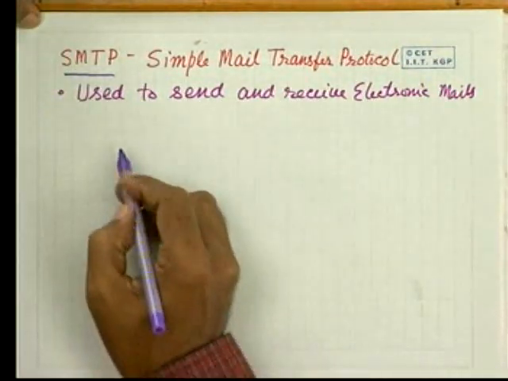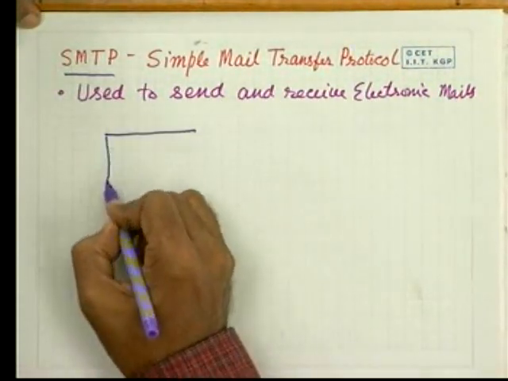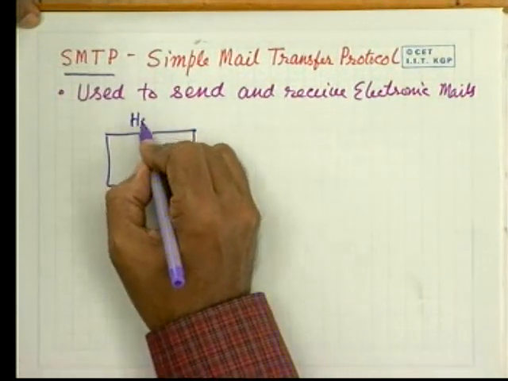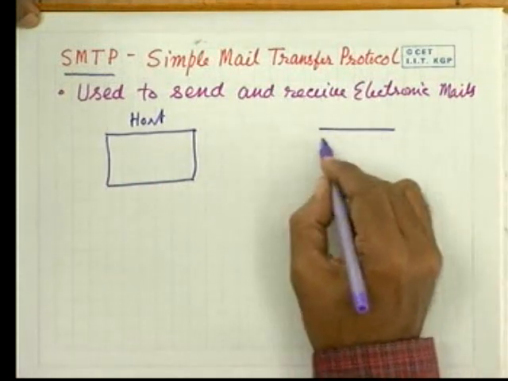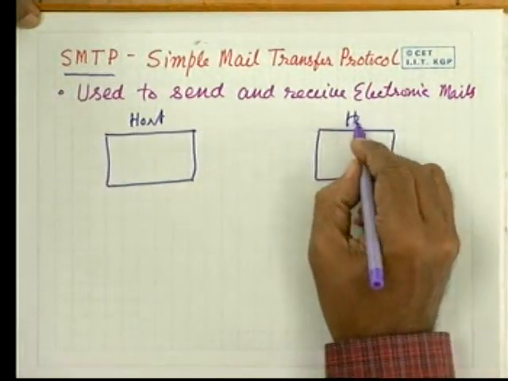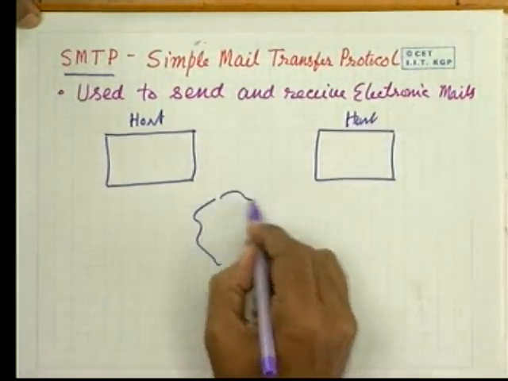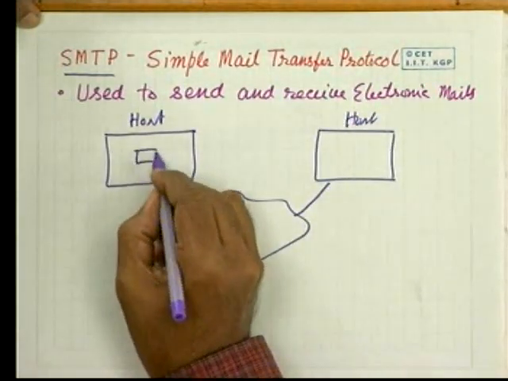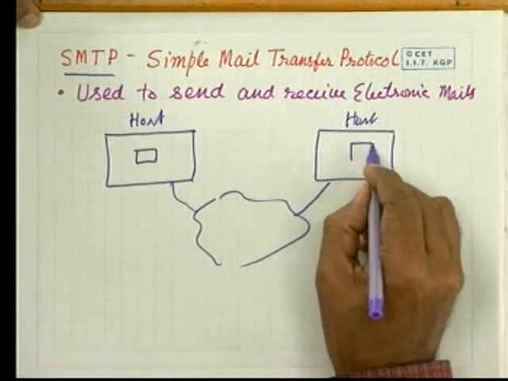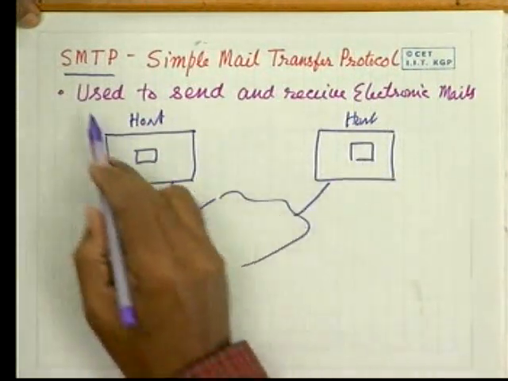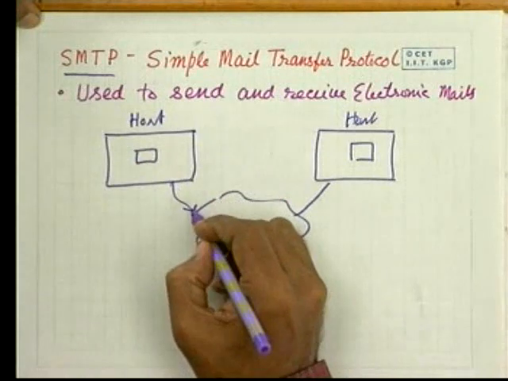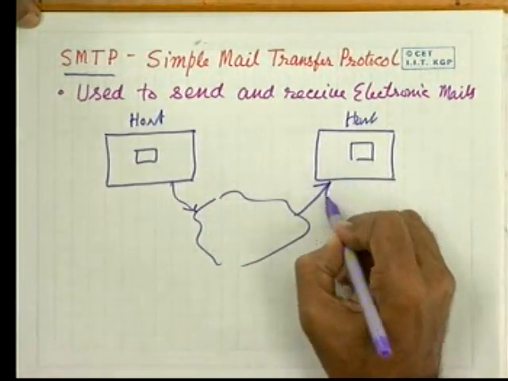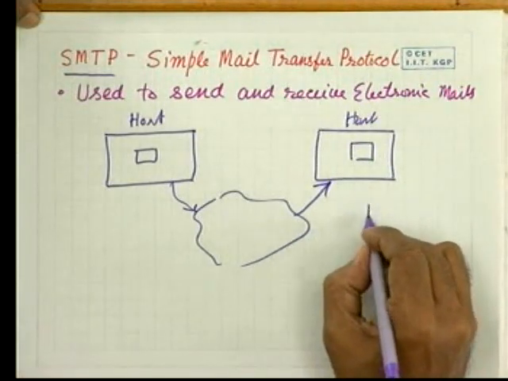So what is being done? Suppose this is the host, and this is another host here, and these two are connected through a TCP/IP network. So this host A can send an email to the destination host, using that well-known port number 25.